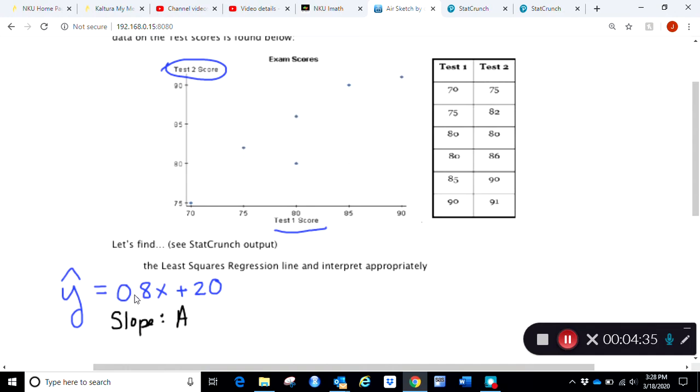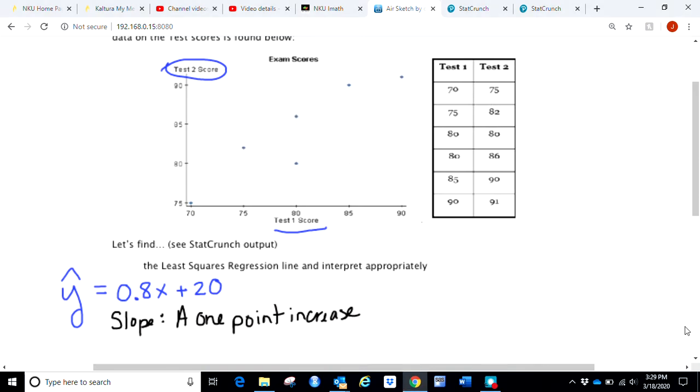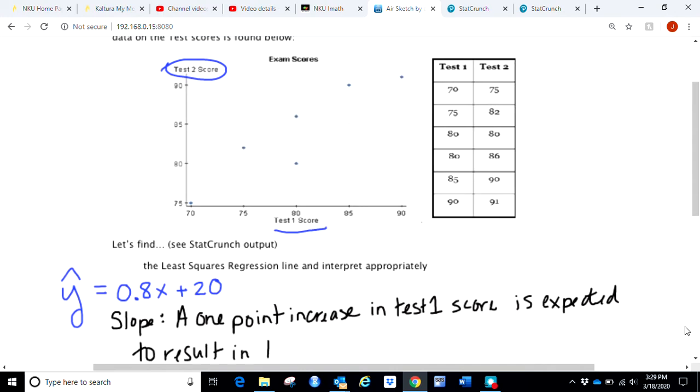So I'm always going to look at x increasing by 1. So a 1 point increase in the test 1 score is expected to result in test 2 score increasing, since it was a positive slope, by this 0.8 points.